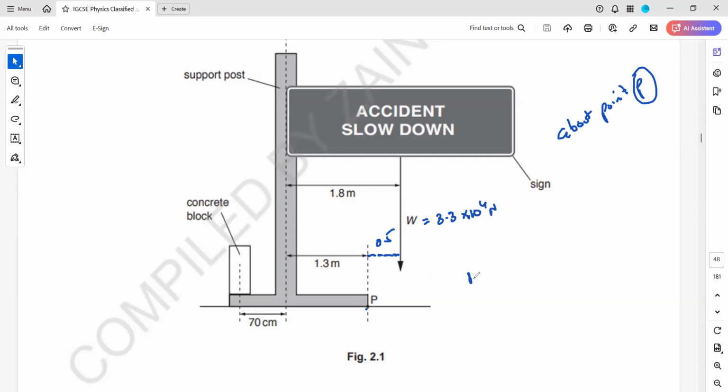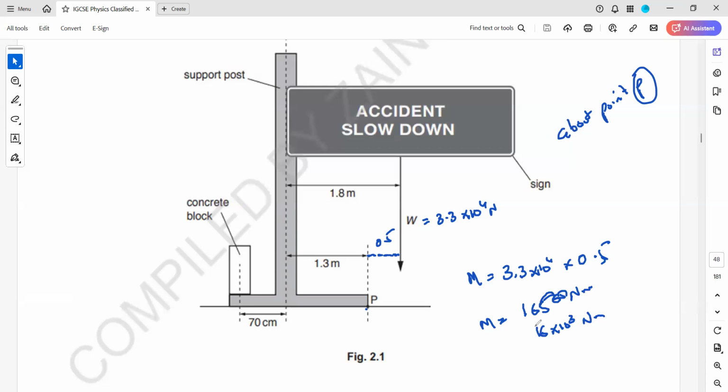So if we want the turning effect or the moment due to the weight, it will be 3.3 into 10 to the power 4 times 0.5. So what's the answer? 3.3 exponent 4 times 0.5, or half of this? 16,500 newton meter. So I can also write it in three significant figures, 1, 2, 3. So I can also say it is 16 exponent 3 newton meter.